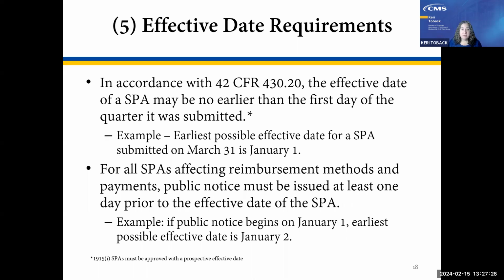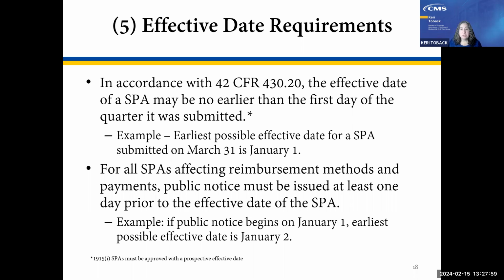In contrast, for institutional reimbursement SPAs, timing of public notice is more critical. States will follow a public process that is outlined in 1903(a)(13)(A) of the Social Security Act. For reimbursement SPAs, the earliest possible effective date is the day after public notice or the first day of the quarter the SPA is submitted, whichever is the later date. This slide walks through how the requested effective date relates to the timing of the public notice and SPA submission.